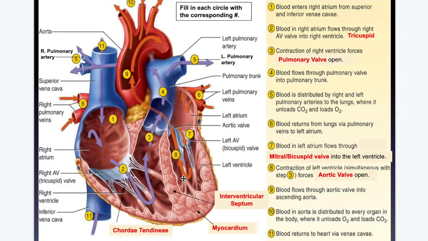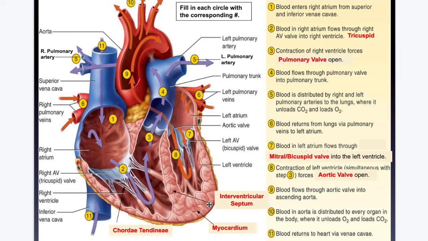And then when the left ventricle contracts, that's going to pump blood through the aortic valve into the aorta up here. The blood would go from the aorta to your body, and then it would return to the right side of your heart from the superior and inferior vena cava. So we will do more to practice this, but that's just looking at that again on a different diagram.